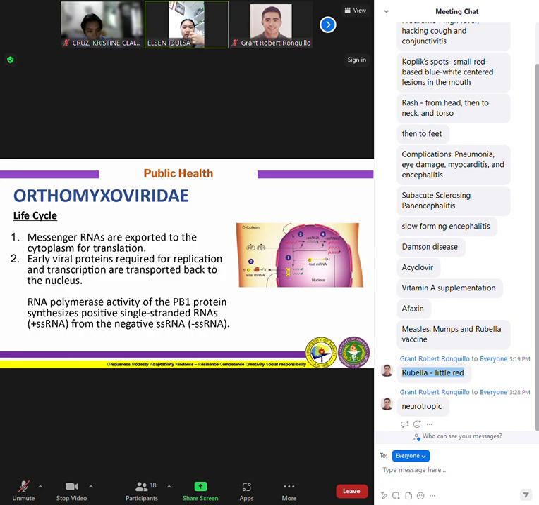So, step one, the messenger RNAs are exported to the cytoplasm for translation. And then step two, early viral proteins that are required for replication and transcription, dinatransport sila pabalik sa nucleus. And then with this, yung RNA polymerase activity ng PD-1 protein, sinisynthesize niya yung positive single-stranded RNAs galing sa negative single-stranded RNA. So, ang PD-1 protein, it is a protein that's encoded in most influenza A strains. Tapos yung RNA polymerase na as mentioned last meeting, enzyme siya that's in charge to catalyze transcription. Next slide.